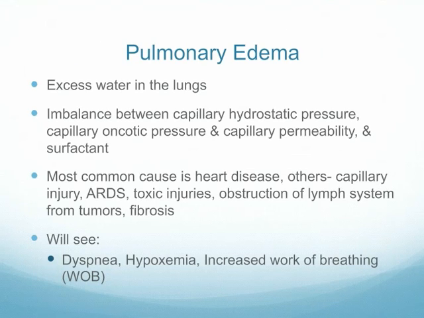Another of the conditions that was mentioned in our previous slide was pulmonary edema. Pulmonary edema occurs when we have edema, fluid accumulating in the pulmonary system. So we have an excess of water in the lung. It's an imbalance between our capillary hydrostatic pressure. So this could be caused by having a heart problem where there's too much pressure in the pulmonary vasculature pushing fluid out into the pulmonary system.